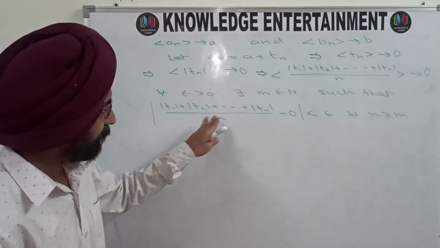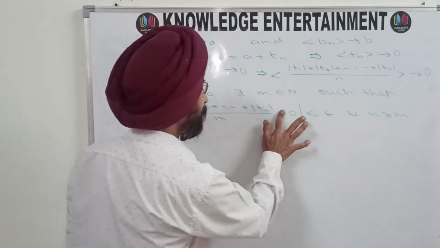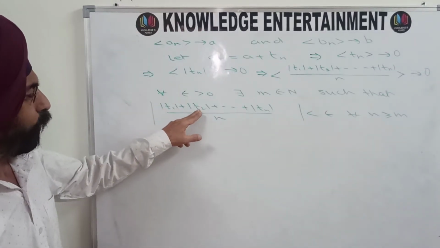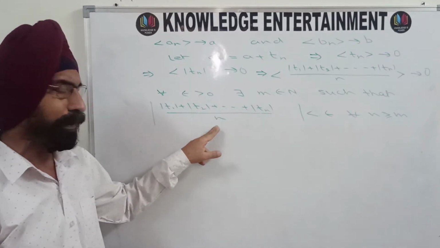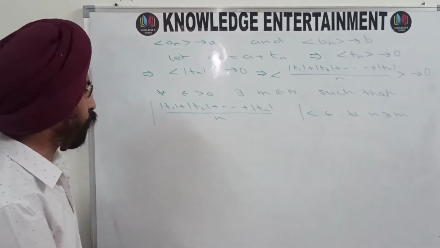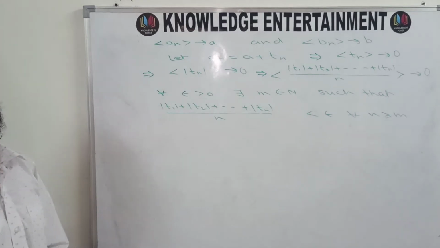Now something minus 0 is the quantity itself, so this minus 0 is meaningless. Once again, it is positive. The sum of positive quantities is positive, divided by a positive number is once again positive. So this mod is also useless, so I can remove this mod here too.